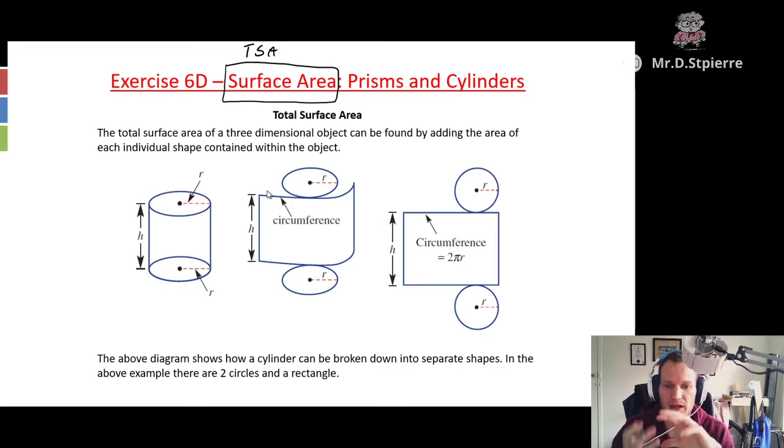We need to think about what are the individual two-dimensional faces. These are called, each surface, let me go back to my camera, this here, that is a surface. So we need to think, okay, what's the total area of that surface? Then on the other end, this is a surface, what's the total area of that? And then we have what I like to call the wrap.